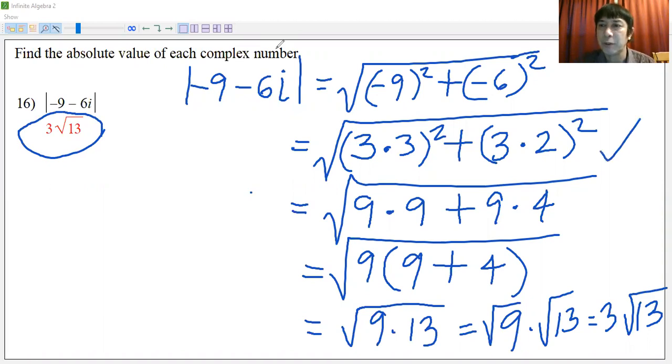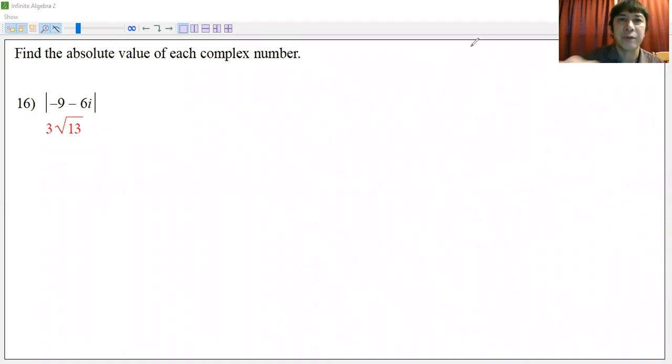I hope you were able to follow the steps. Let's continue with the next number, 17. All right, here's number 17. Find the absolute value.